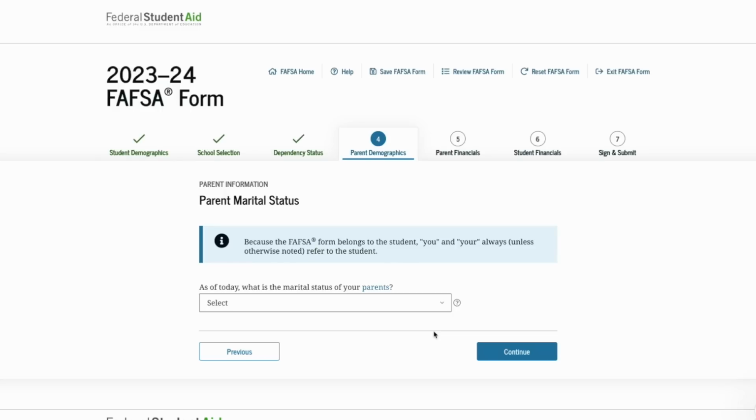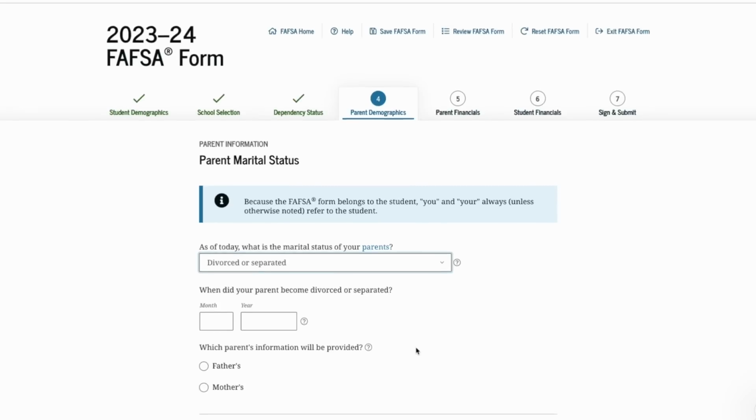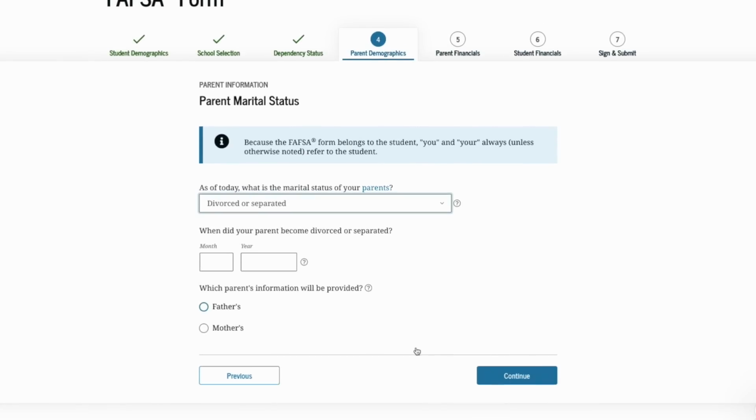On this screen, you'll report your parent's marital status. You'll choose from the drop-down menu. In this case, I'm going to report my parents have been divorced and separated, and I'm going to have to enter the month and year of the separation. In this case, the mother is the custodial parent, so I'll be providing her information on this application.